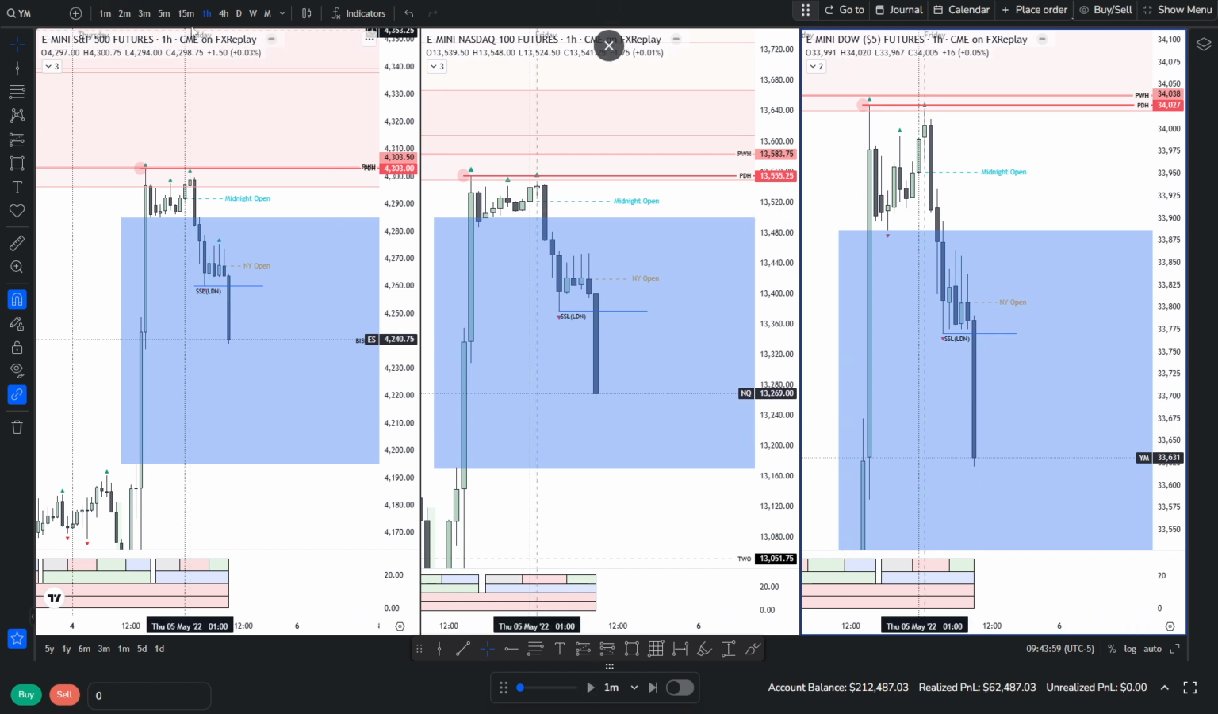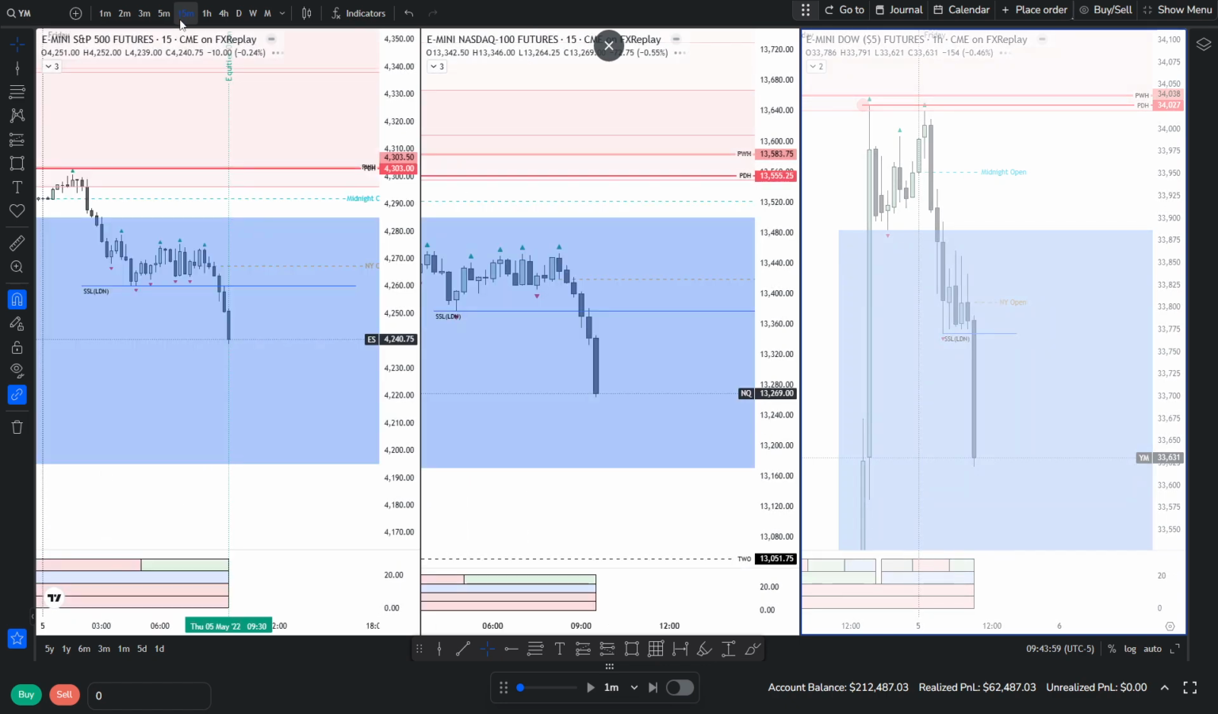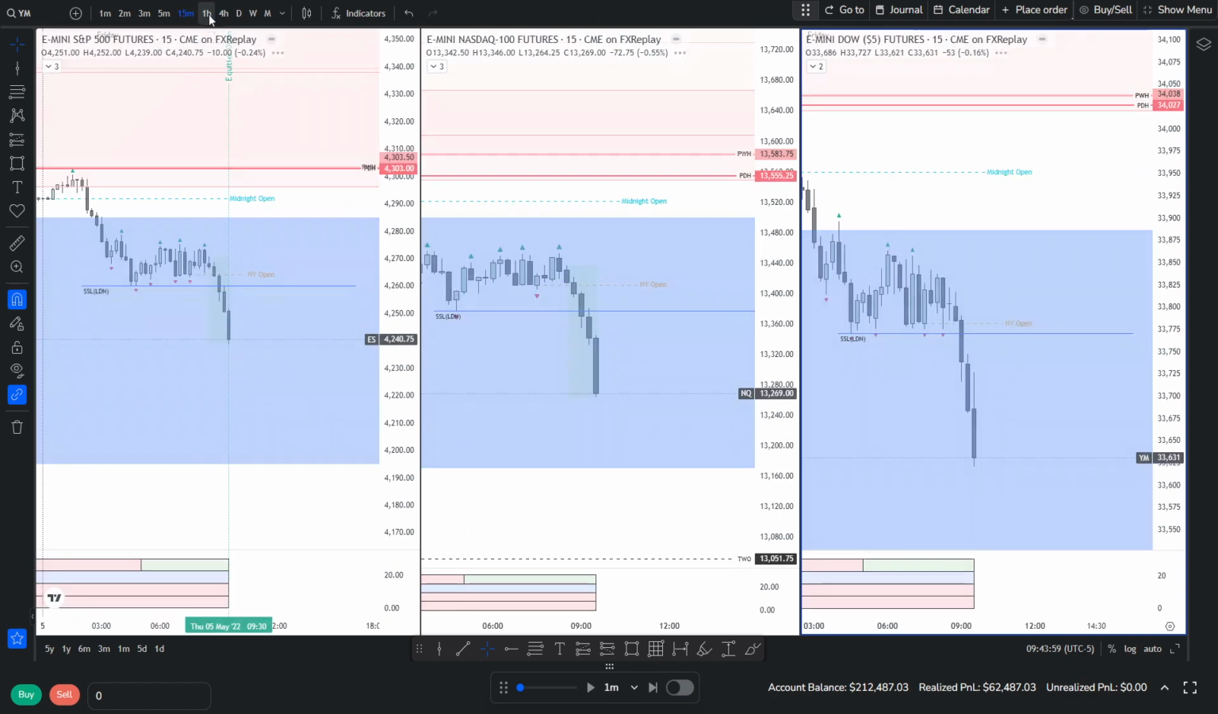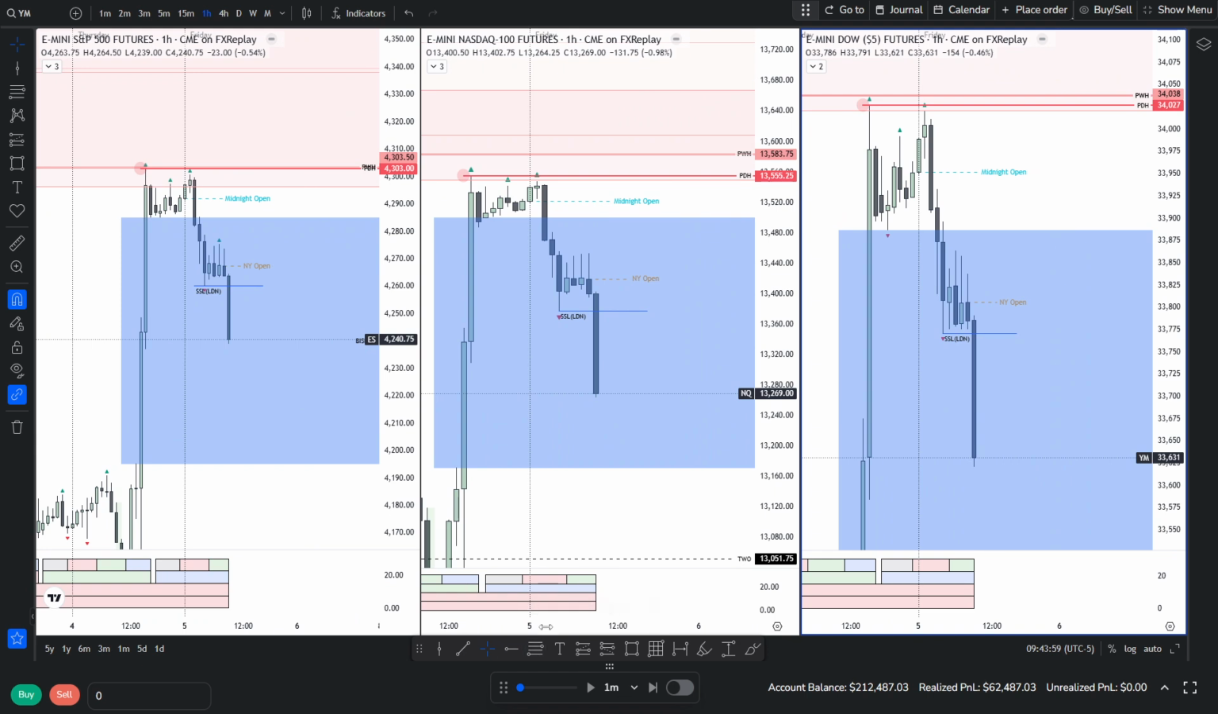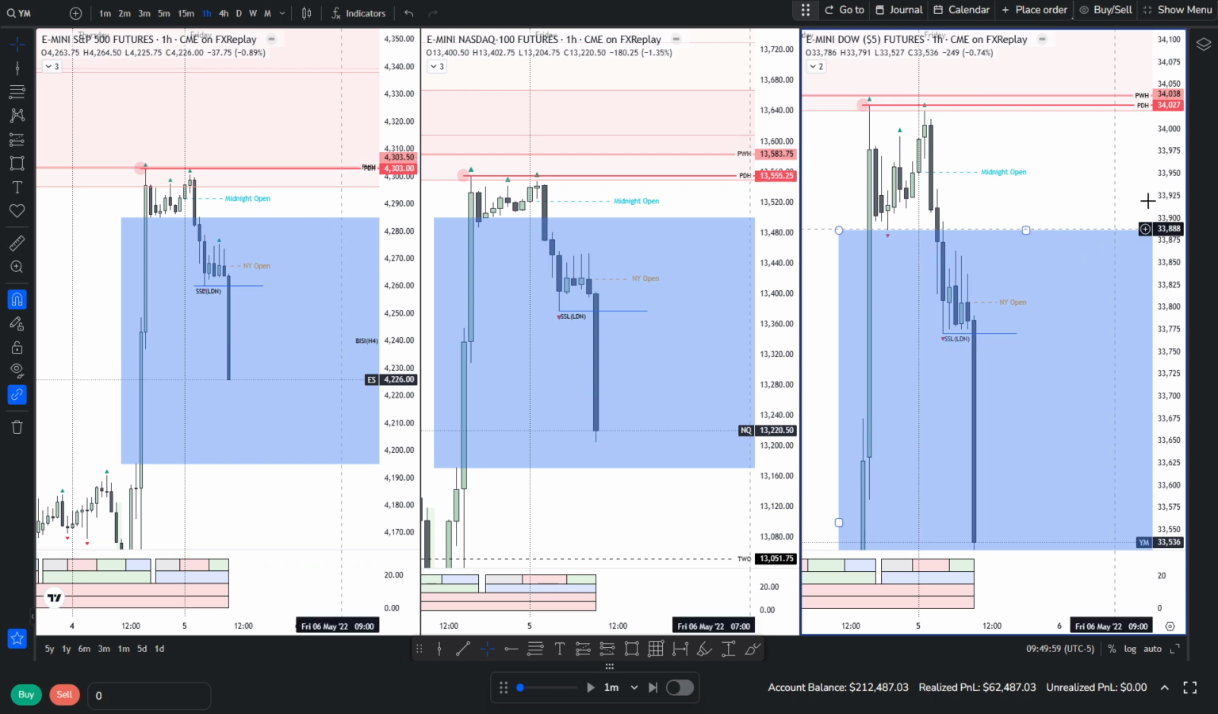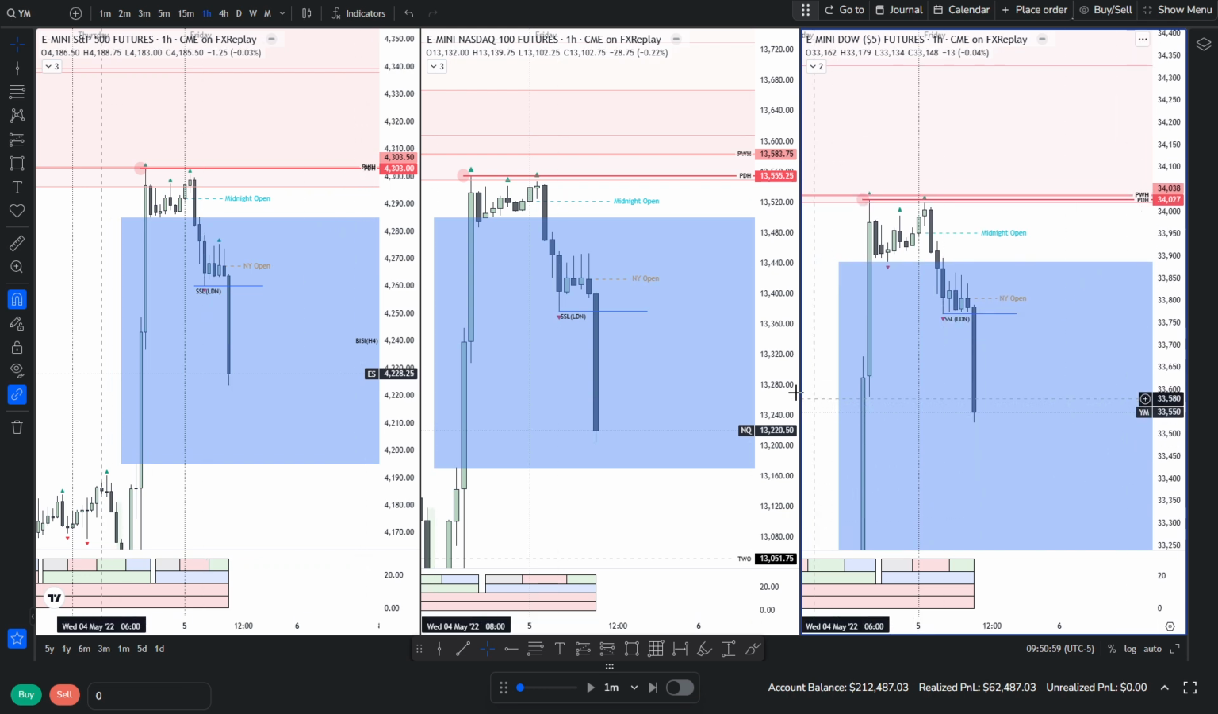For me, there is literally nothing to do with this. Zero. So yeah, the market has just displaced lower. Really nothing for us to do. We've got no high time frame framework.